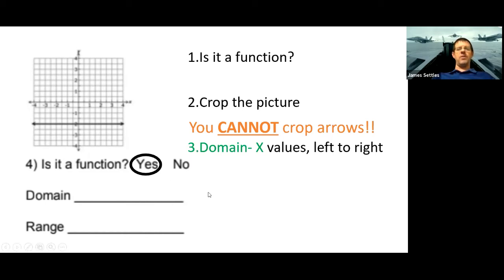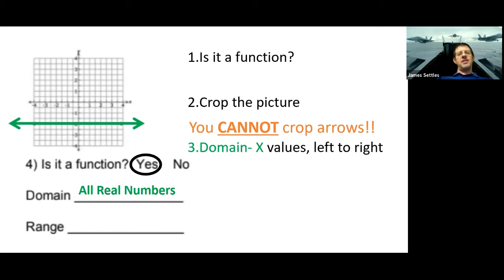Okay, so what do we do if you can't crop either side? Okay, we call this all real numbers. All real numbers. It means goes on forever. There is no cutting it off at any point. Can't crop it.